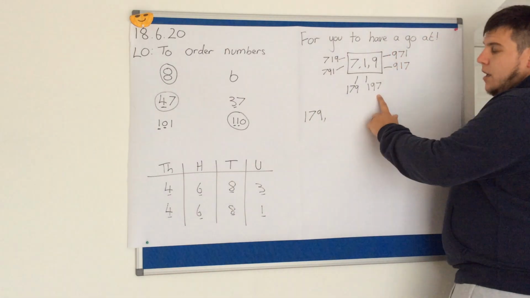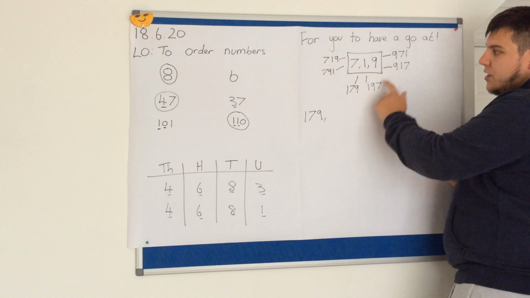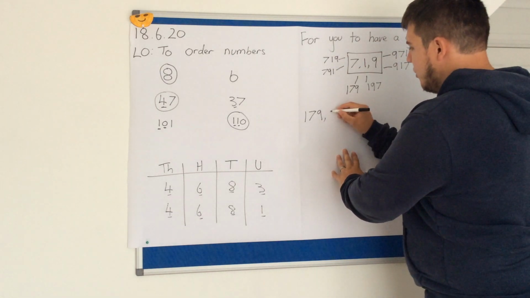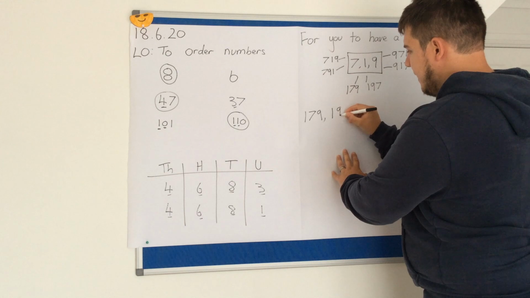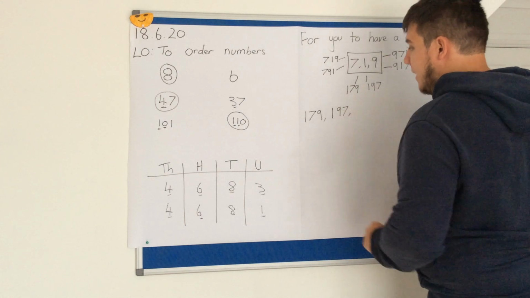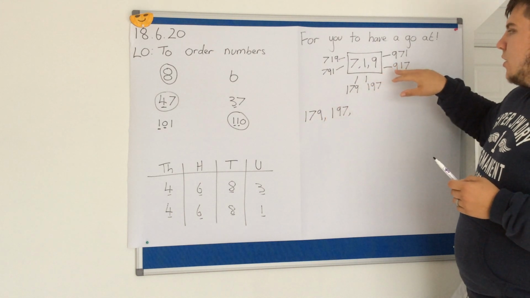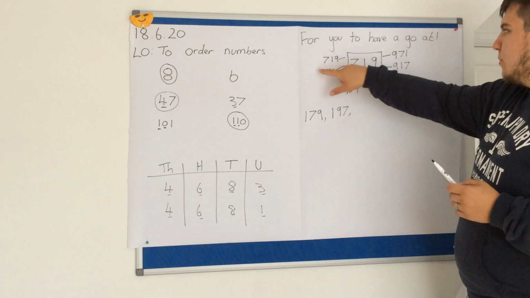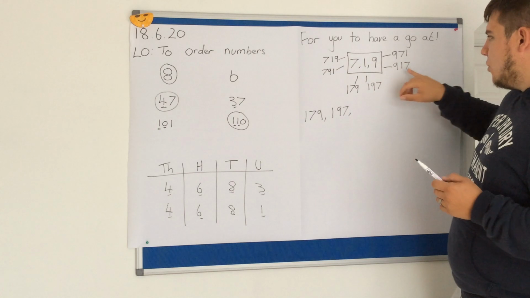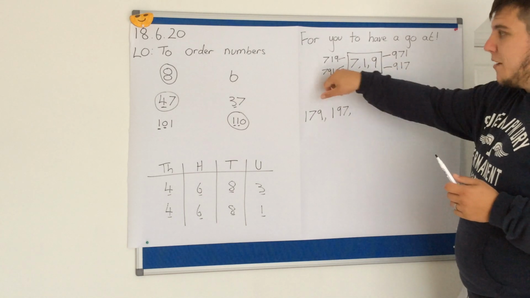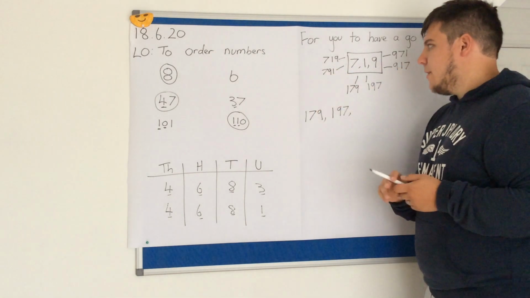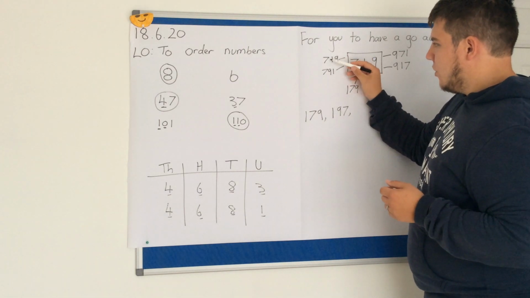Before I move on to the other digits, I must know then that 197 is my next biggest number that I can make. That's my 100s done. I can jump back up here now and look at my 700 and my 900. I know that 700 is the next biggest number, so I need to look at the 700s.